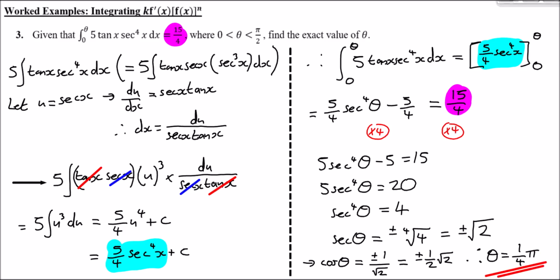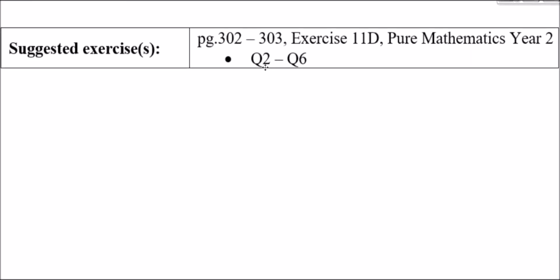And that's it. Now the only thing for you to do is to practice, practice, practice. On that note, if you could turn to page 302 to 303, exercise 11D in your beautiful blue books. You could do question 1 as well if you wanted to. I think question 2 goes through that quite well anyway. So try question 2 all the way to the end is my suggestion.